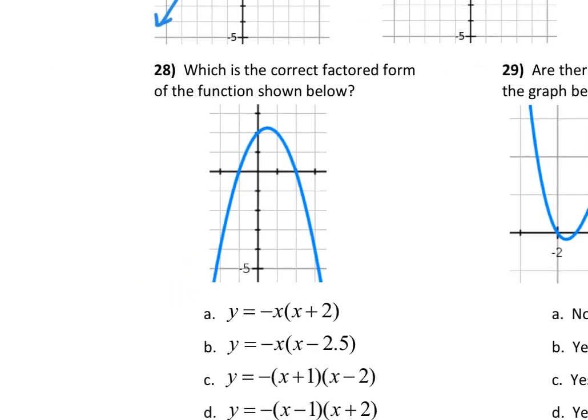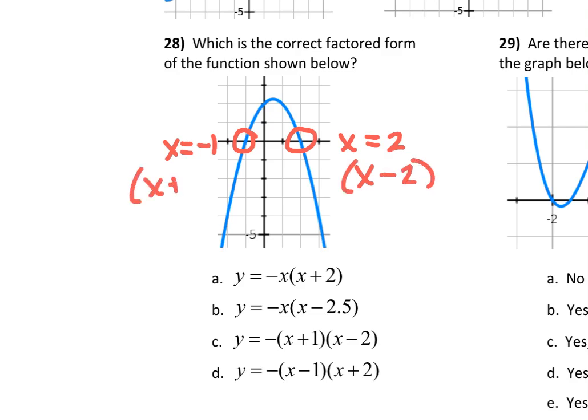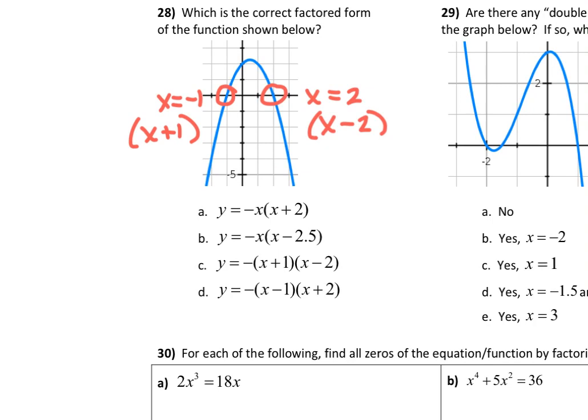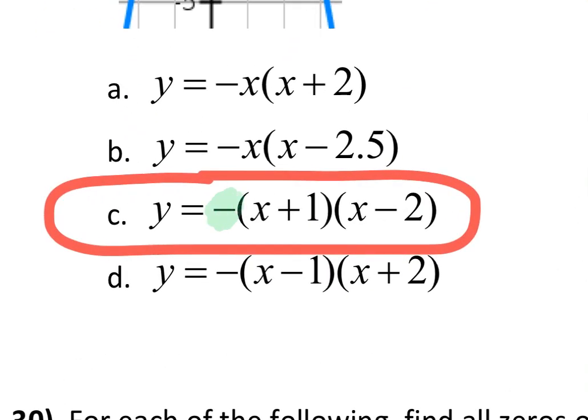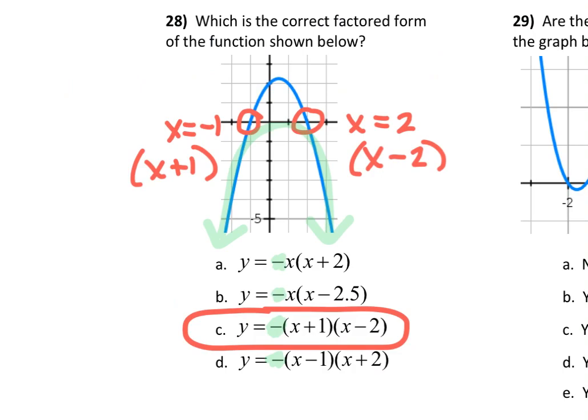In number 28, if you're looking for the correct factored form, you want to start by looking at the x-intercepts. You've got an x-intercept at -1 and an x-intercept at +2. That means that you should have a factor at x minus 2 and a factor at x plus 1. And the one that reflects that down here is letter C. Notice that in letter C you have this negative, actually all of them have this negative out in front, and that's what gives the graph the downward opening.